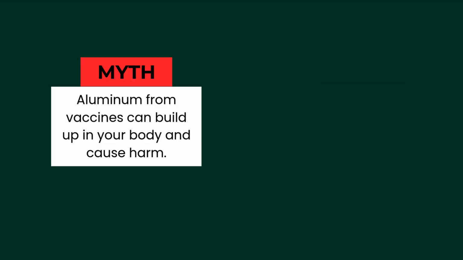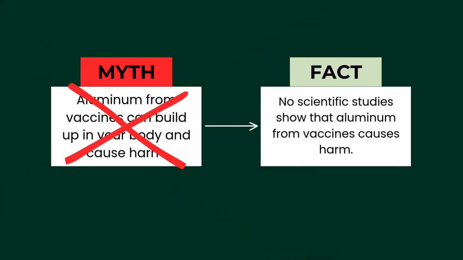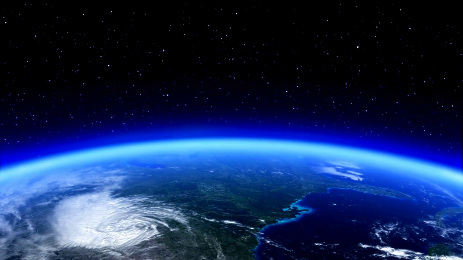Some people are concerned that the aluminum in vaccines can build up within a person's body, eventually causing harmful effects. However, this claim is not supported by any scientific studies, and no evidence has been found that aligns with this concern. Aluminum is all around us.